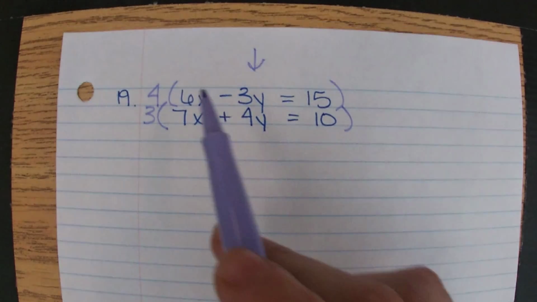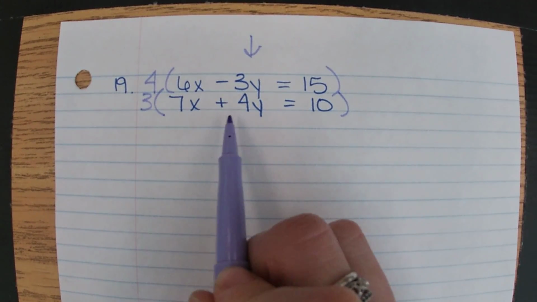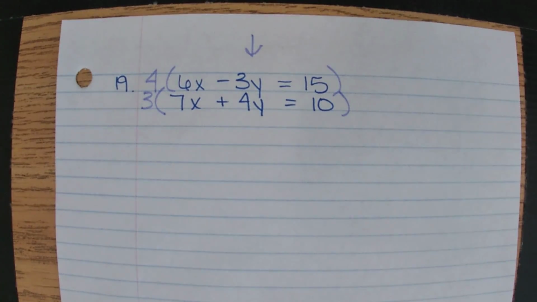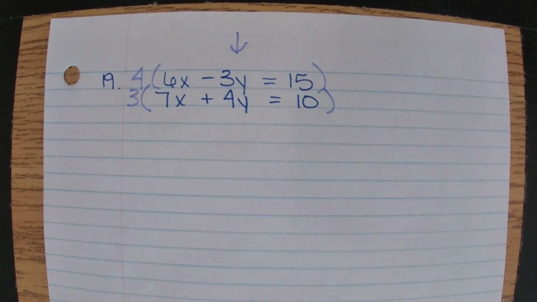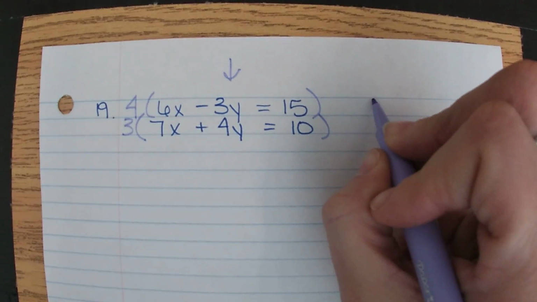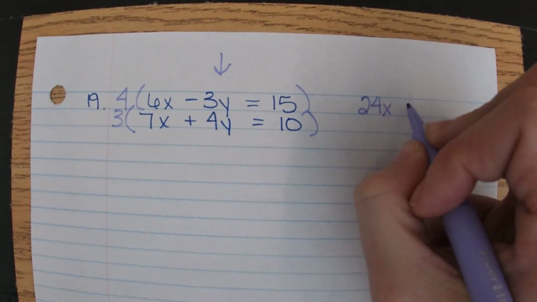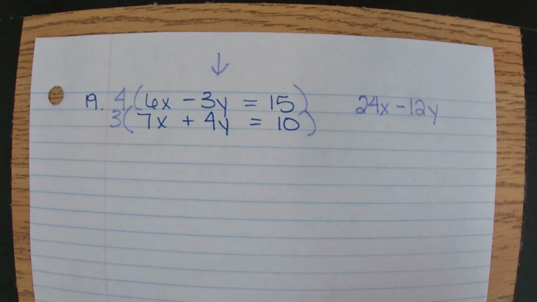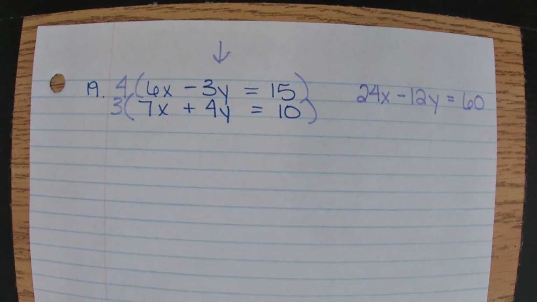Then we're going to ask ourselves, is this 3y positive or negative? It's negative, and the y on the bottom is positive. Those are opposite signs, which means that's the case that we wanted, and we don't want to add a negative onto either of these out front. So in the top, we're going to distribute all the way through. 4 times 6 will give me a 24x. 4 times negative 3 is minus 12y. And 4 times 15 will give me a 60.